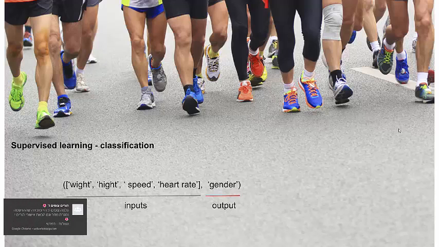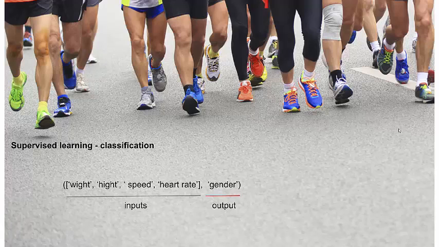Maybe the algorithm deduces that specific height is usually associated with males, let's say more than 2 meters or 6 feet. Maybe it deduces that a very petite build is associated with a female. Maybe a combination of speed and heart rate is associated with female or male. After the training phase, we do the testing.